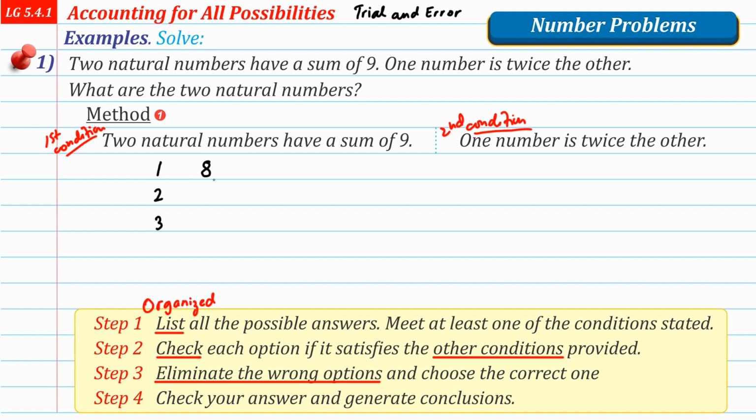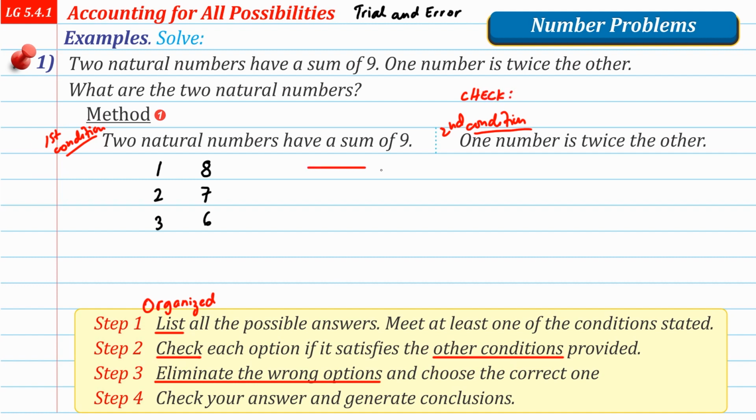So, kung ang sum is 9, this should be 2 and 7. And then this should be 3 and 6. And so on. Okay, so hopefully, nasa tatlo na. Of course, there are many. Pero wag mo munang ilista lahat. At least, start natin. Bakit? After satisfying the first condition, anong next? Check the other conditions. I-check natin yung second condition.